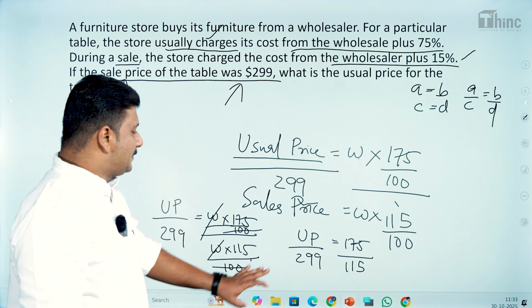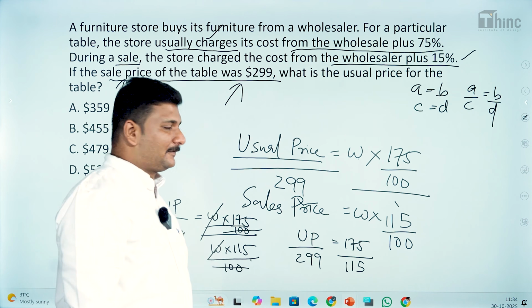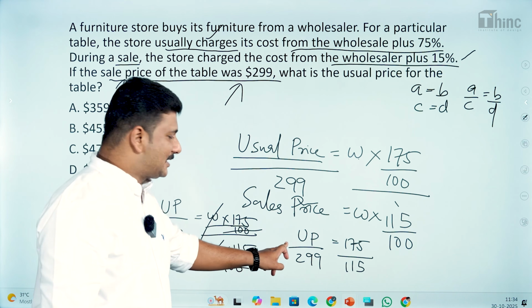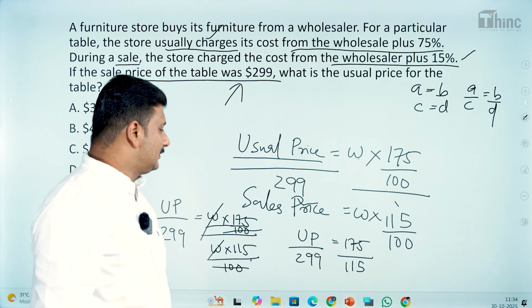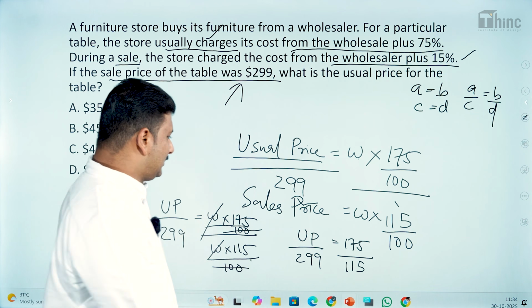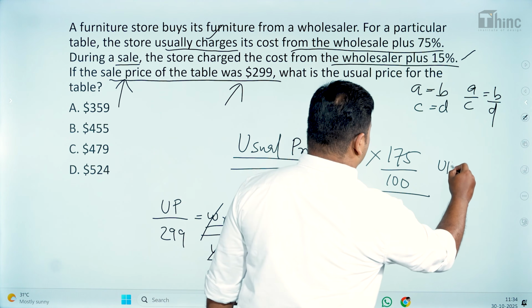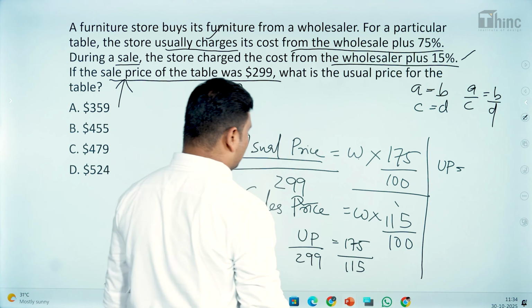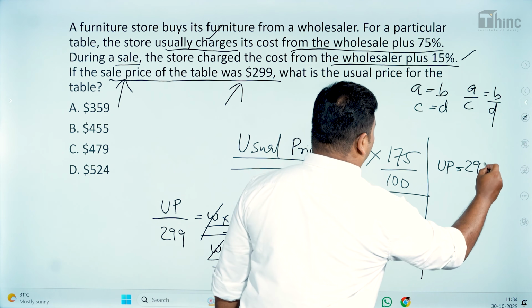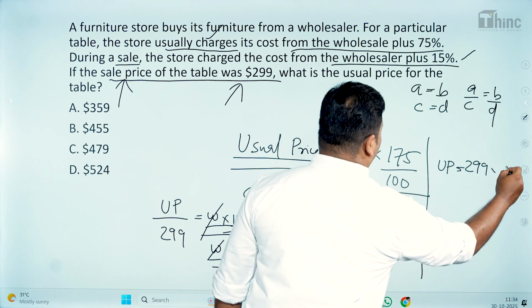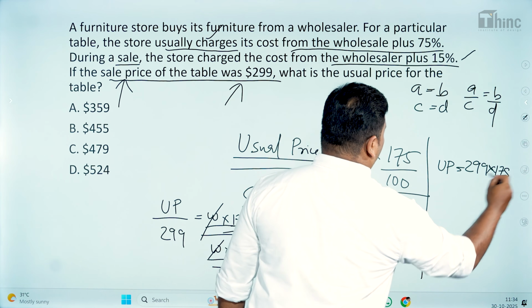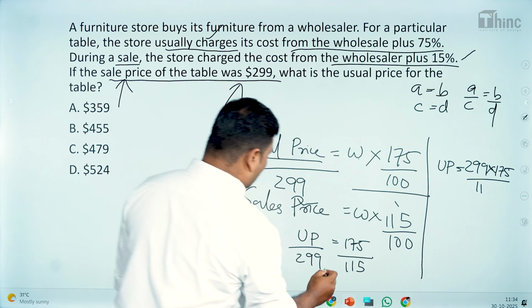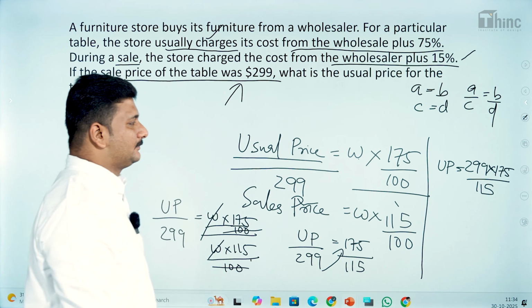So we got usual price by 299 equals 175 by 115. Now what we need to find is the usual price. So we can straight do a cross multiplication. So usual price equals 299 multiplied by 175 by 115. I'm just doing a cross multiplication from this to this, that's it.